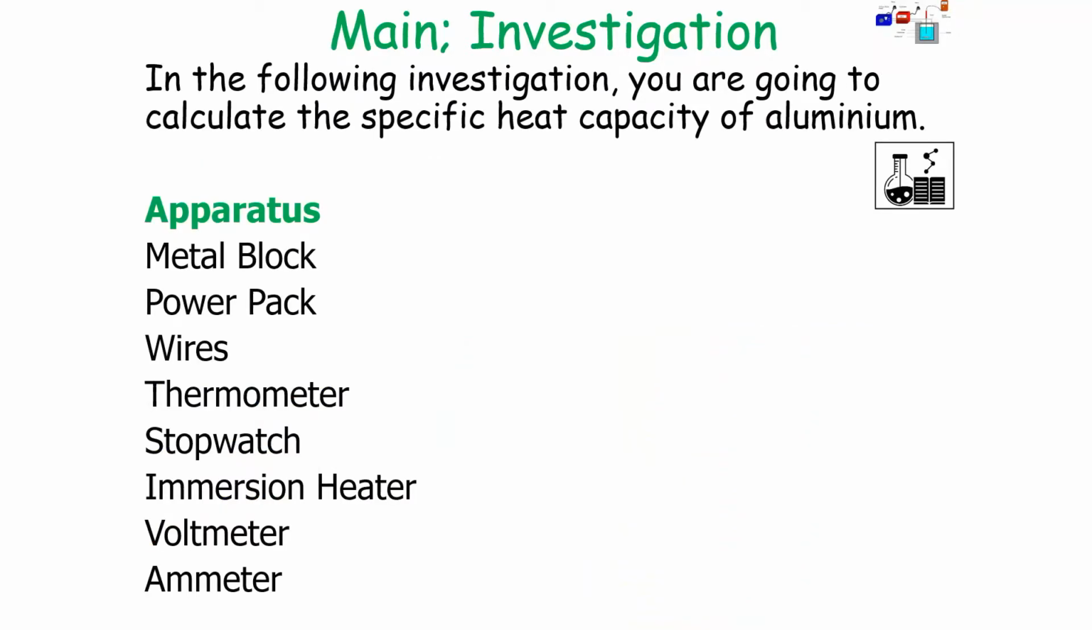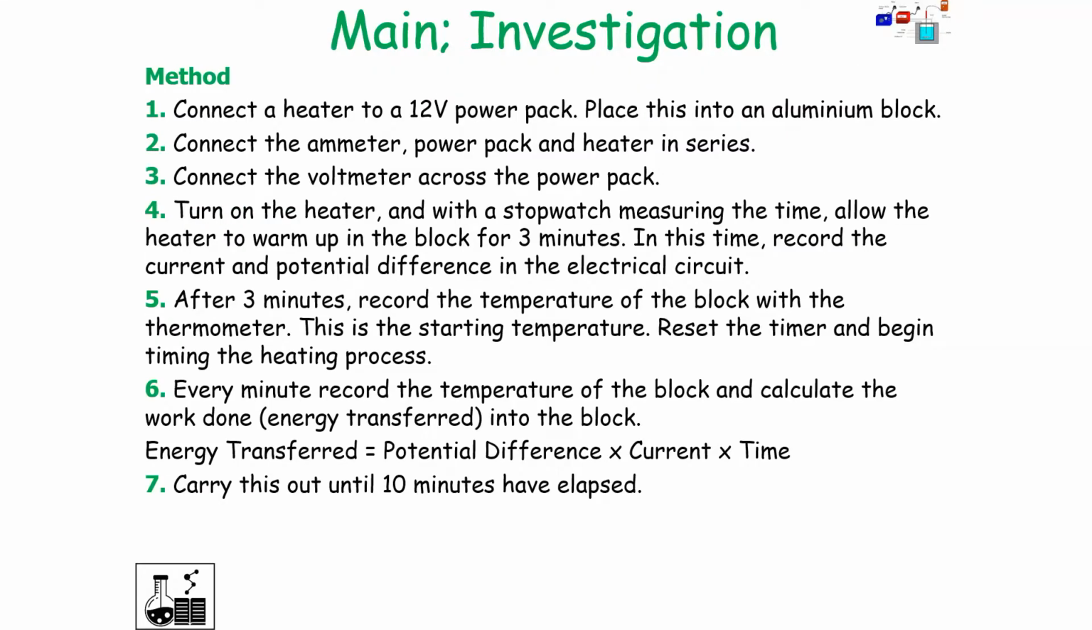In this investigation, we're going to need the following apparatus: a metal block, a power pack, wires, a thermometer, an immersion heater, a voltmeter and an ammeter. So we're going to connect a heater to a 12 volt power pack and place it into an aluminium block, connect an ammeter, power pack and heater in series, connect the voltmeter across the power pack, turn on the heater and with a stopwatch measuring the time, allow the heater to warm up in the block for 3 minutes, and in this time record the current and potential difference in the electrical circuit.